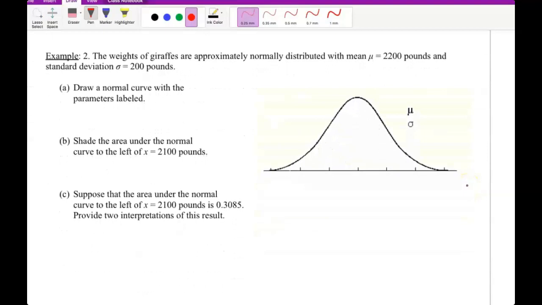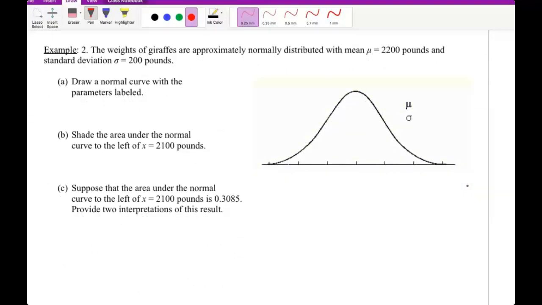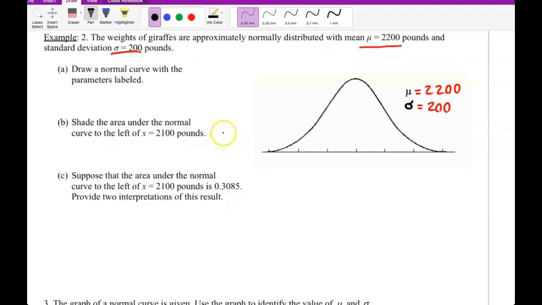Okay, now based on the empirical rule, answering this part. This is normally distributed, where the mean is 2,200 and the standard deviation is 200. Part A is asking to draw a normal curve with parameters labeled.